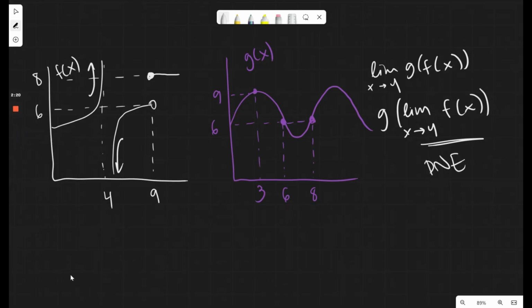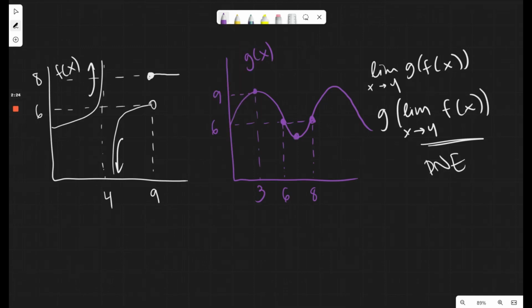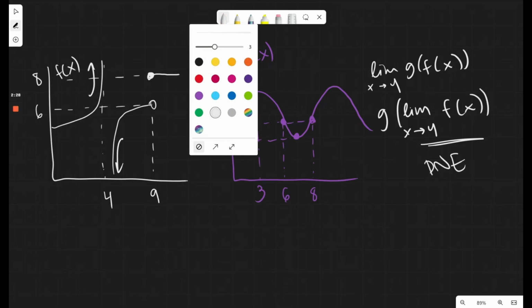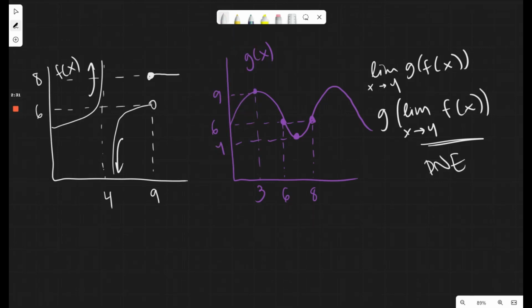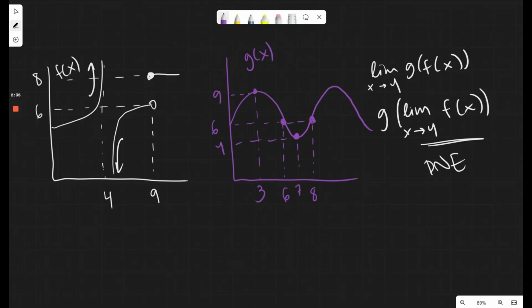However, let's do one more example, and I need to add another point here for this one. I love this color, by the way, it's so pretty. I should probably add an x coordinate for that. This will be at 7.